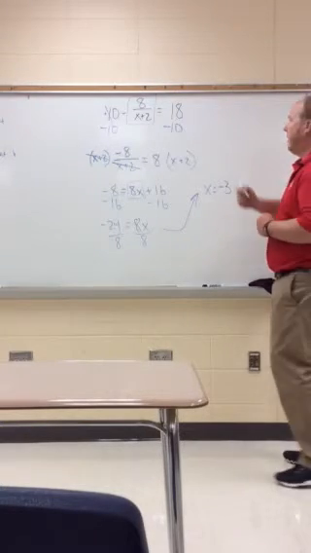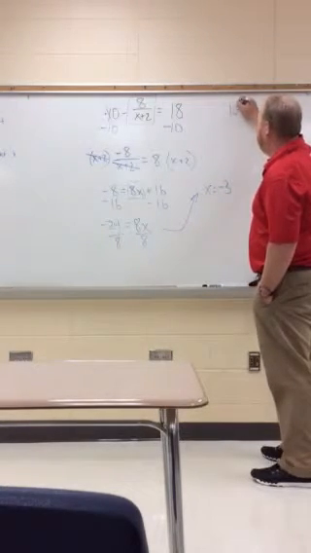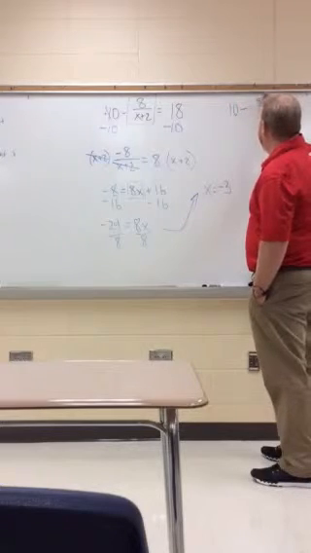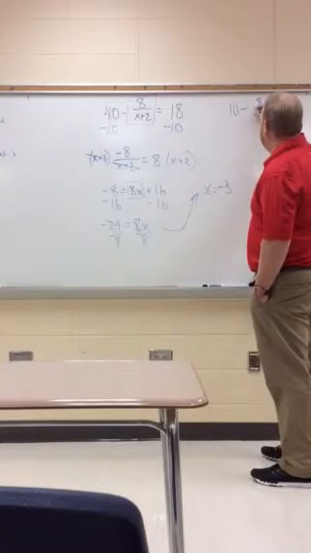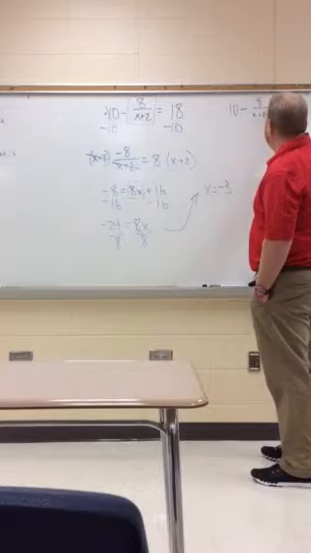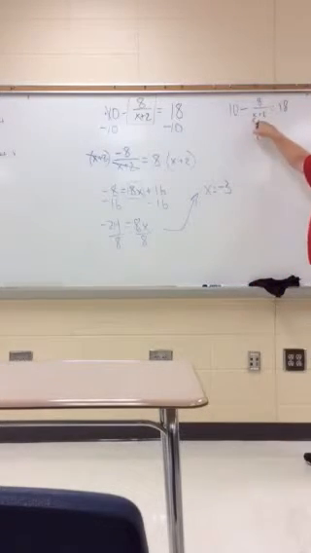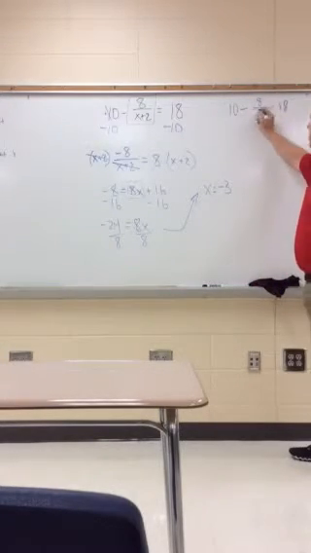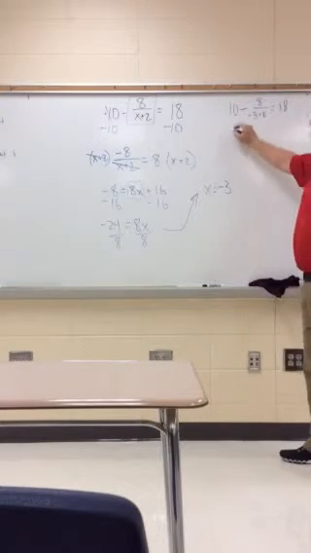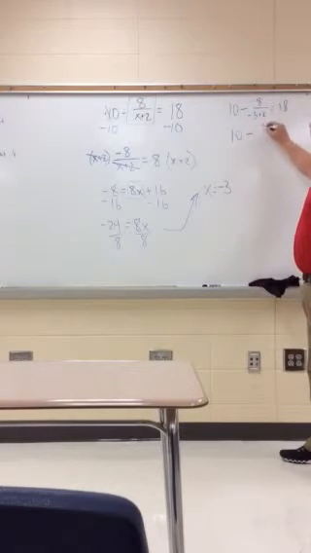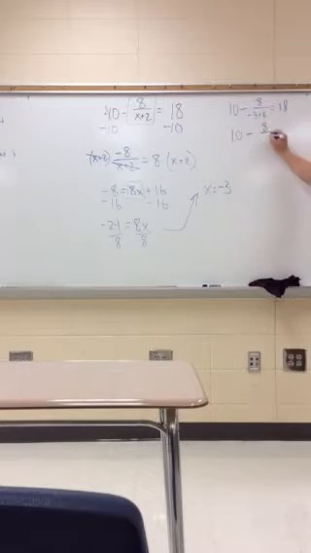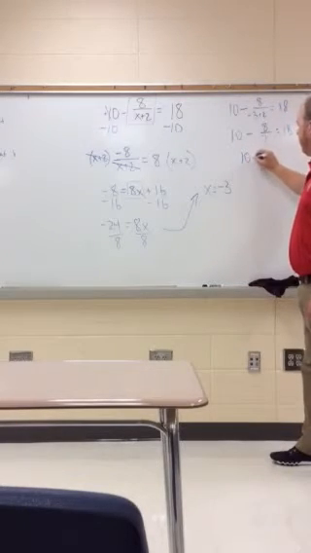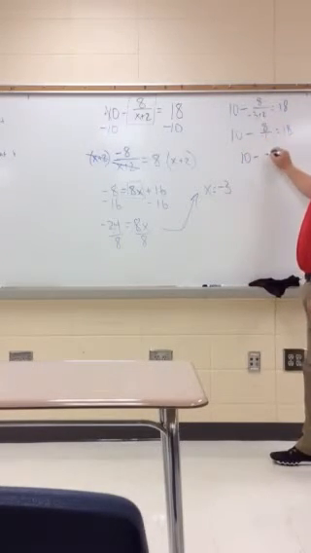So if we plug that back into our equation, we say 10 minus 8 divided by x plus 2 is equal to 18. And we said that that negative 3 should be plugged in for the x. So 10 minus 8 divided by negative 3 plus 2 is negative 1 is equal to 18. 8 divided by negative 1 is negative 8. So you get 10 minus a negative 8 equals 18.